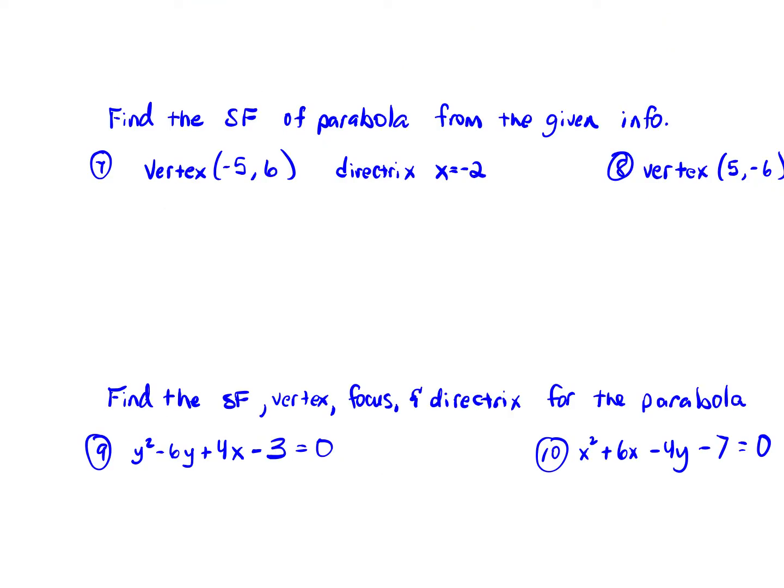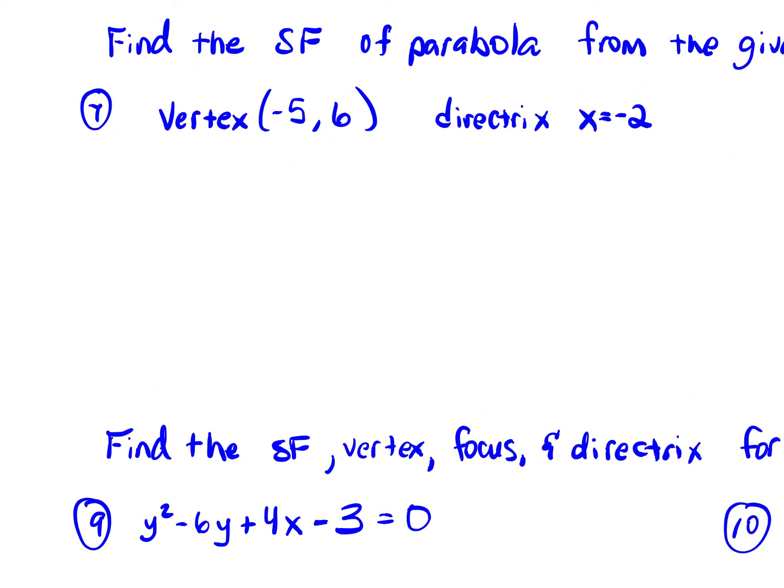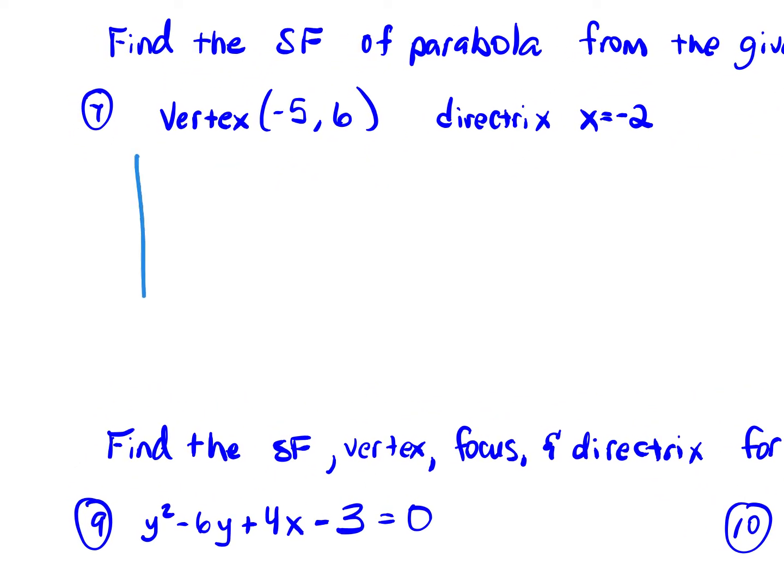No. So for number 7, we have to find the standard form of the parabola from the given info. So let's start with what we have. So I'm going to graph my vertex and my directrix. Again, you don't have to graph, but it'll help so you can see it. So my vertex is at negative 5, 6. So go to the left, negative 5, 1, 2, 3, 4, 5, and up 6.